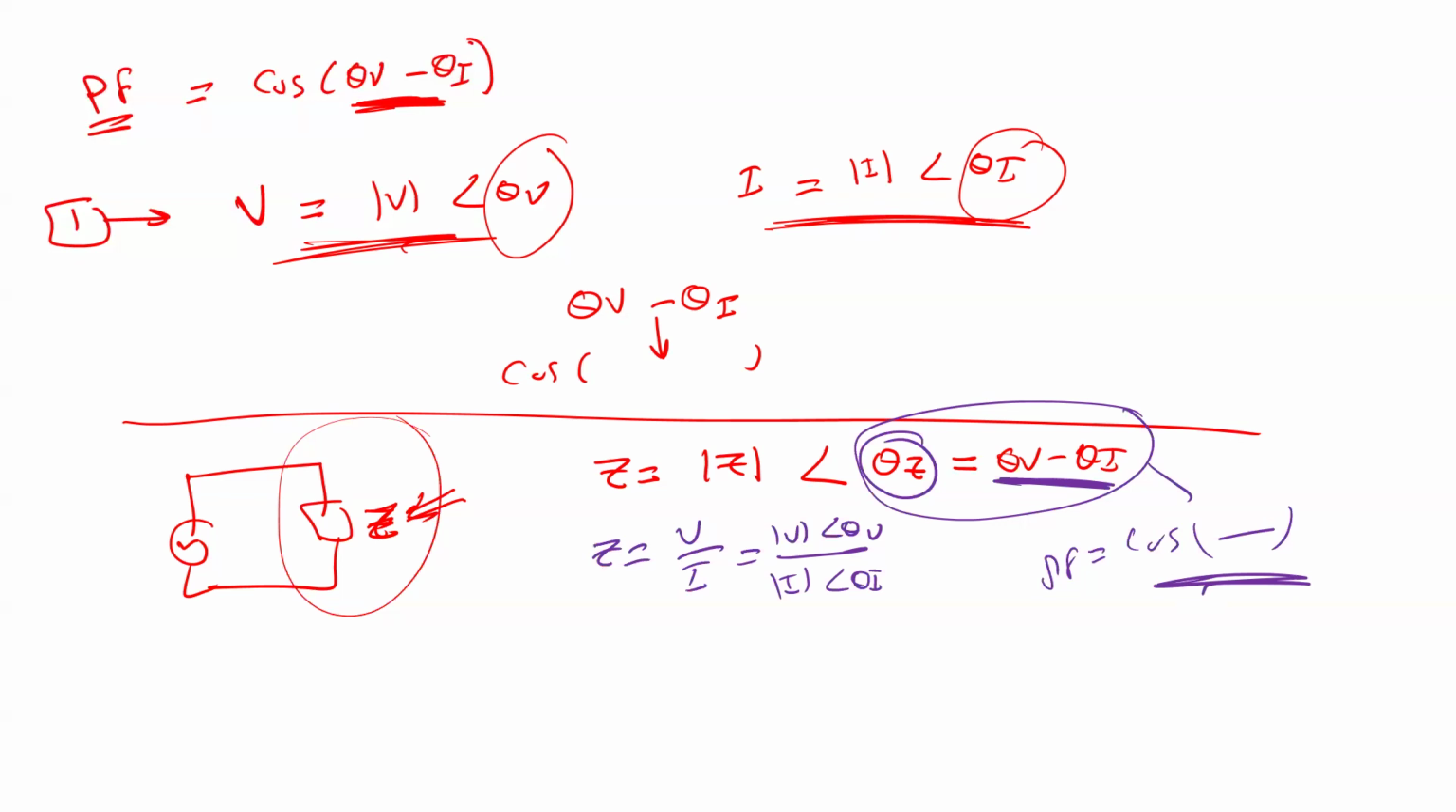The next thing here also: what if I don't have Z, I don't have V, I don't have I, but I know the power consumed here?